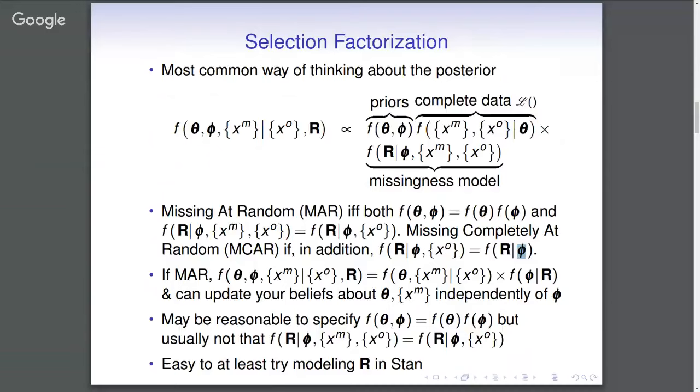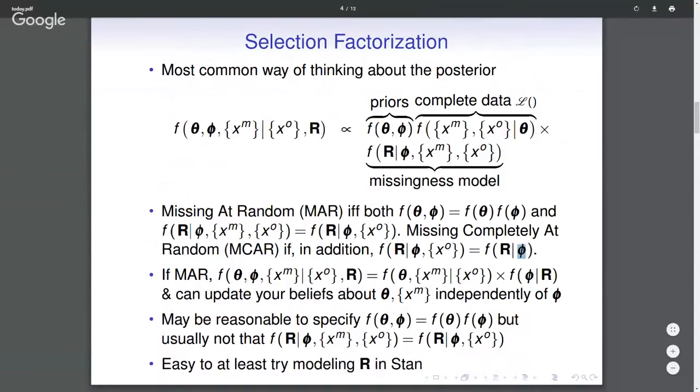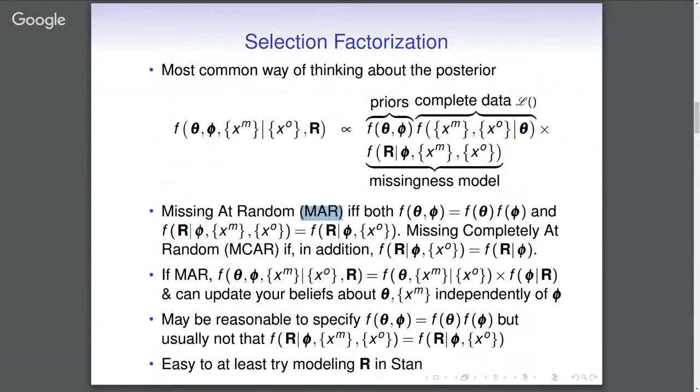Missing completely at random is abbreviated MCAR, but people usually forget what the C stands for, and they think MCAR means missing conditionally at random. But missing conditionally at random is actually a better description for MAR, missing at random. So missing at random basically says conditional on the observed X, the missing X doesn't matter for predicting R. But that's called missing at random, not missing conditionally at random.